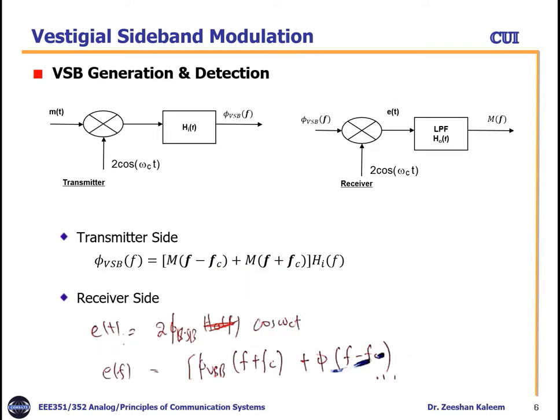Okay, these are the two block diagrams. One is for the transmitter, which we already saw in the last slide, and this one is for the receiver side. Right after receiving the VSB signal, how can we get the message signal? This is the transmitter side. We already discussed phi VSB(f), M(f minus fc), M(f plus fc), right, into the H_I(f) input filter. This is your input filter transfer function, right? So we get phi VSB(f). Now move to the receiver side. At the receiver side, to detect it synchronously, we need an additional carrier. This is cos omega c t.